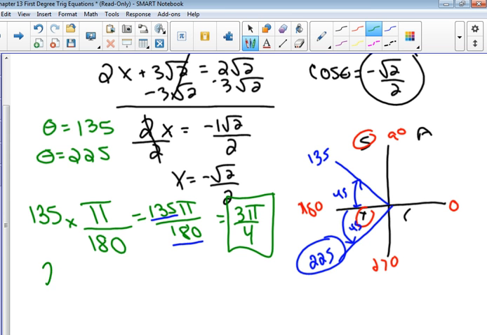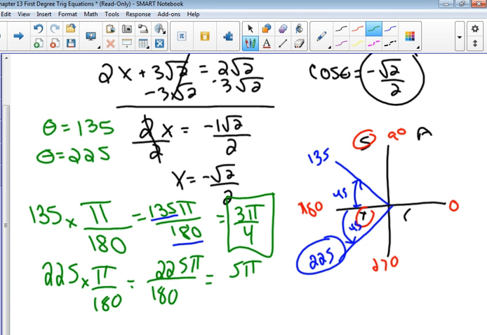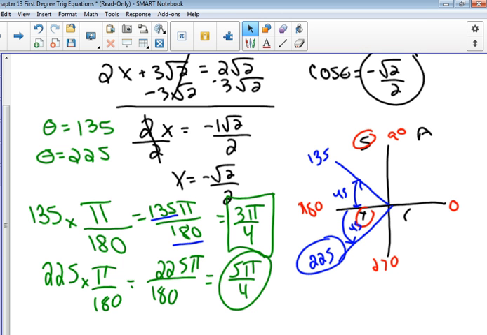3 pi over 4. So that's going to be one of them. Why don't you guys try the 225? Let me know what you have. Yeah, no, that's it. Yep, and use that fraction. Perfect. Anybody else get 5 pi over 4? Good. Right, and that would be the 2 answers that you guys use in radians.